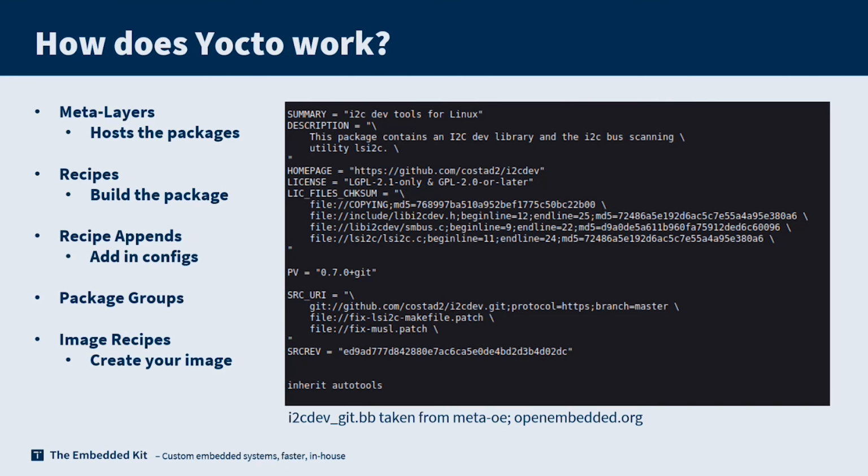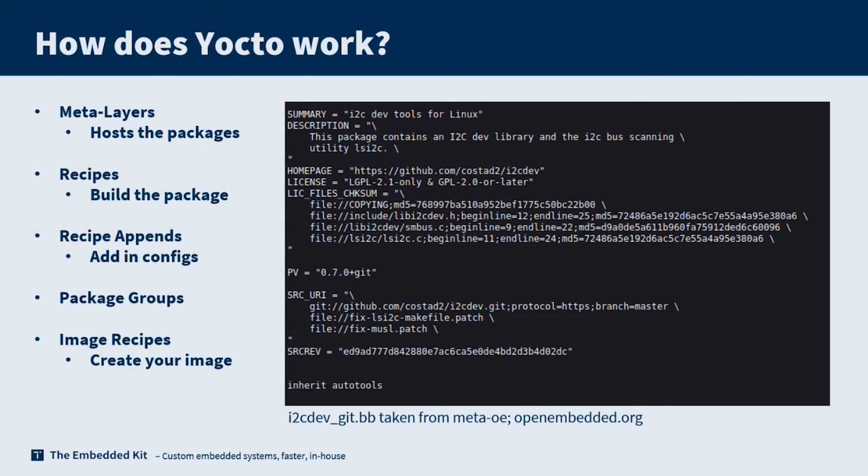So we'll go back into how does Yocto work. We're going to start at the top here. We have meta layers that host the packages. These are your layers that host all of the packages inside of your system. So meta IMX, meta OE, these are all of the big folders that contain all of the packages that are inside of your system and the packages that you want.